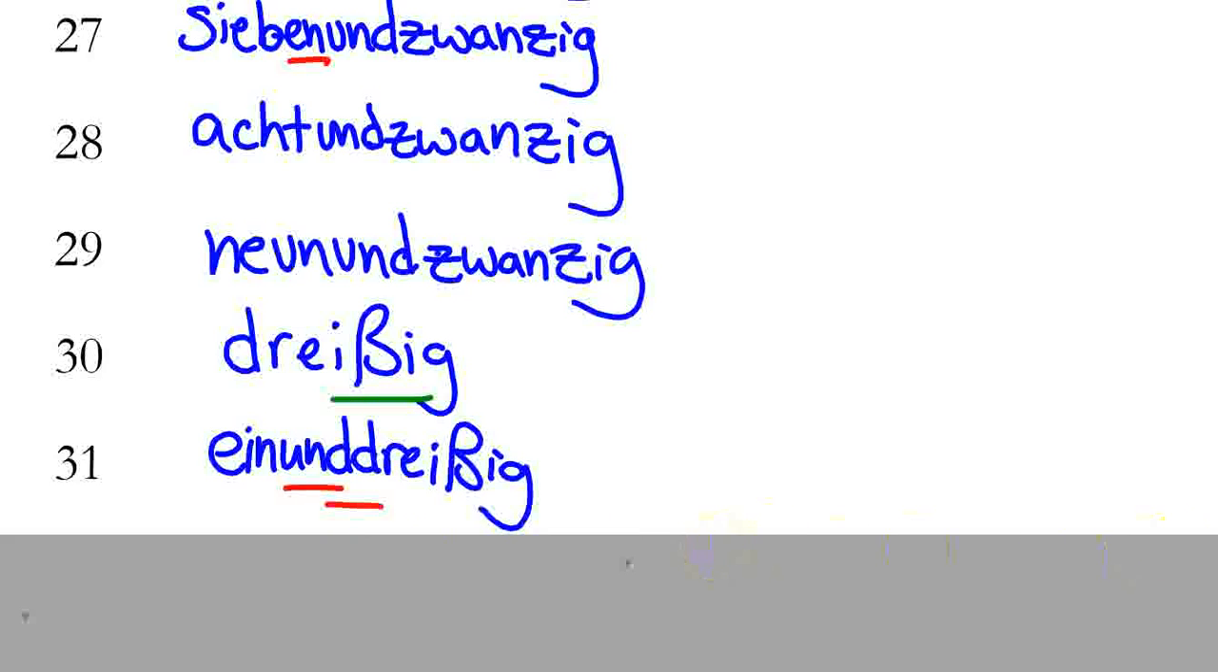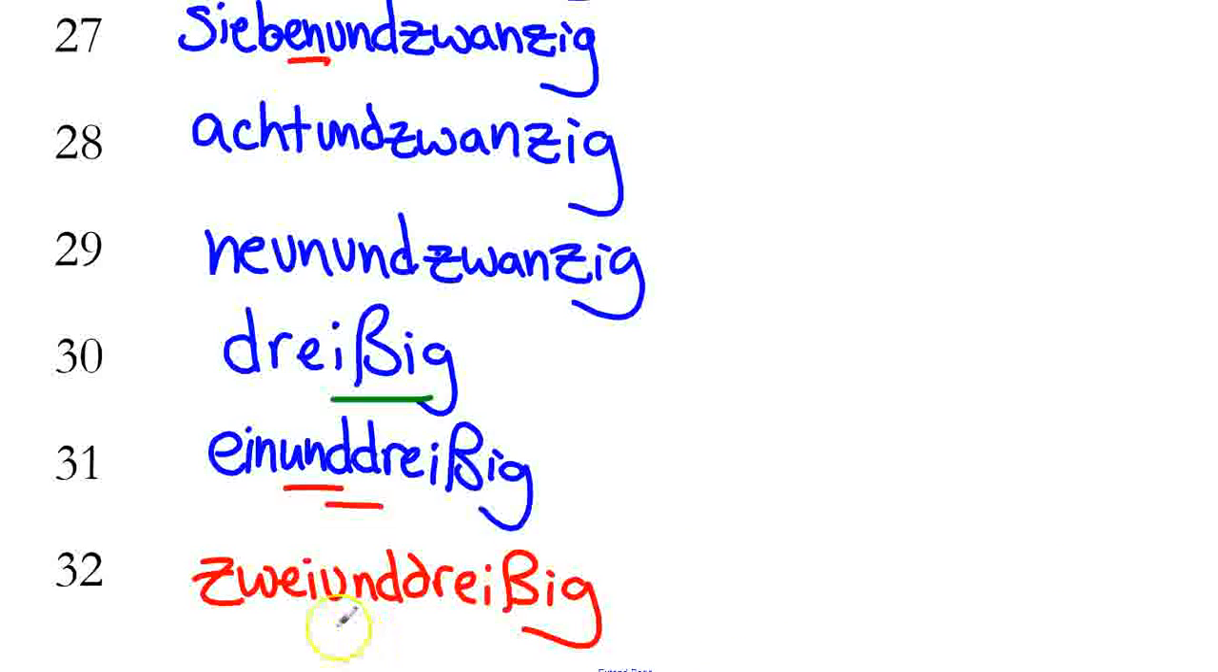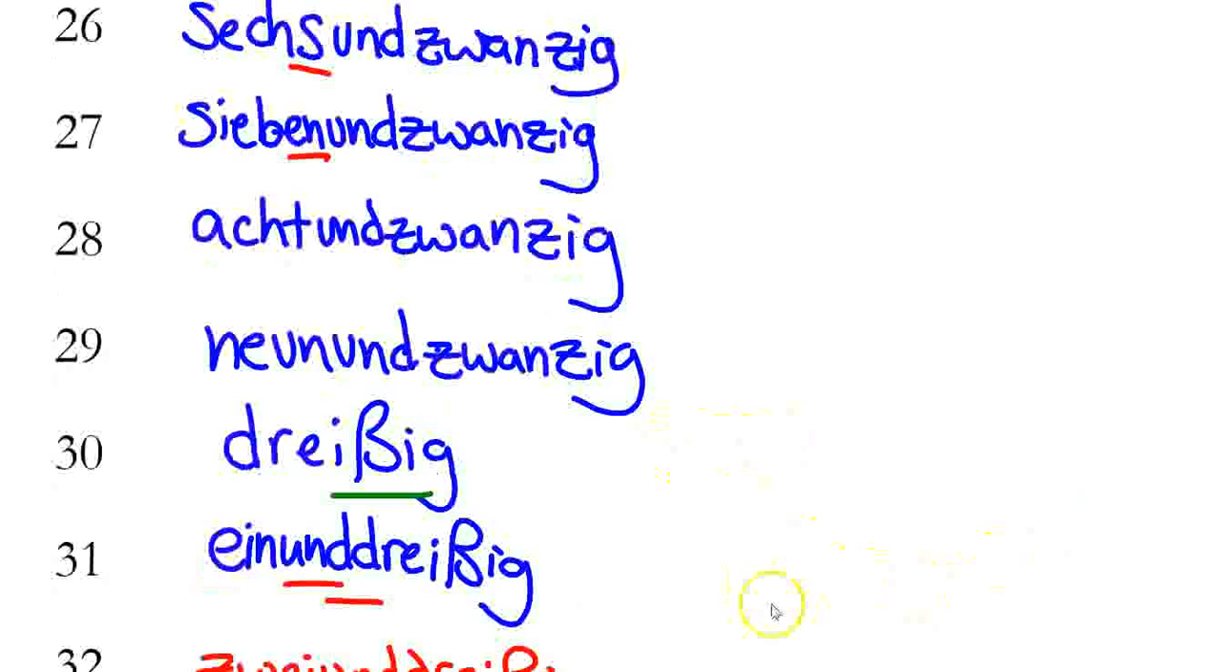32, 33, 34, 35, 36, 37, 39, 40, 41, 42, 43, 44, 45, 46, 47, 48, 49, 50. So that's a little bit of how you would do with numbers.